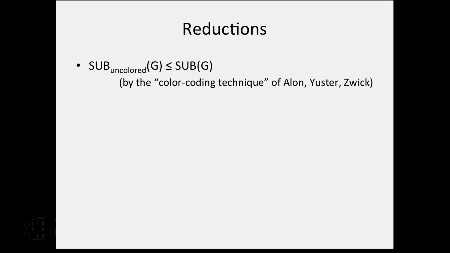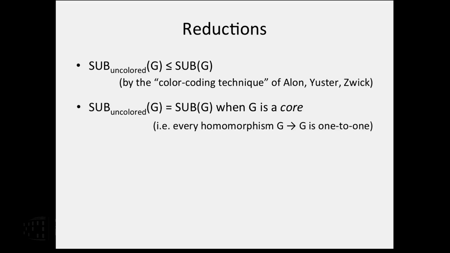Okay. So let me mention some reductions between these problems. First of all, there's a very well-known reduction from the uncolored problem to the colored problem by the so-called color coding technique. In other words, if you could solve the colored problem, then you can solve the uncolored problem with just a small log blow up in time. For many graphs G, the complexity of these two problems coincides. In particular, when your graph G is a core, meaning that every homomorphism from G to itself is one-to-one. An example would be if G is the complete graph.